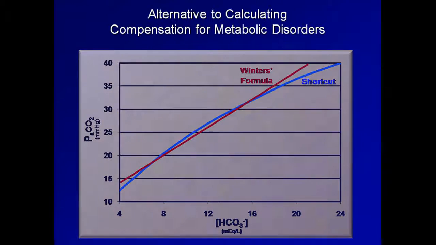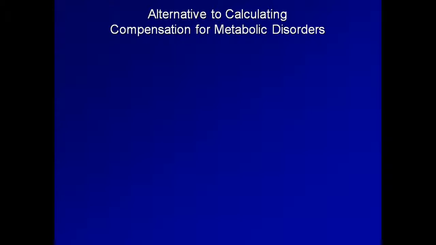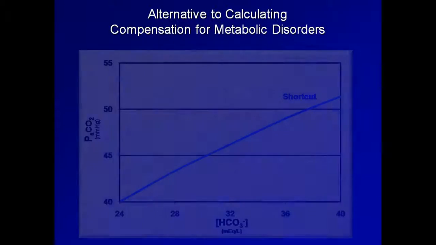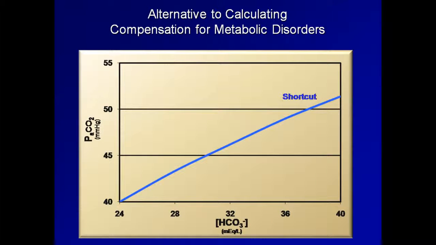How does this shortcut compare to the formal compensation equation for metabolic alkalosis? Here is the shortcut's predictions of PCO2 over a range of serum bicarbs from 24 to 40. And here is the formal equation. This is definitely an approximation that is close enough to use at the bedside.